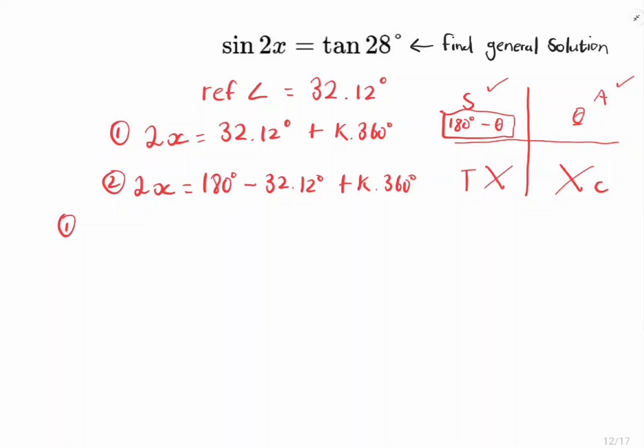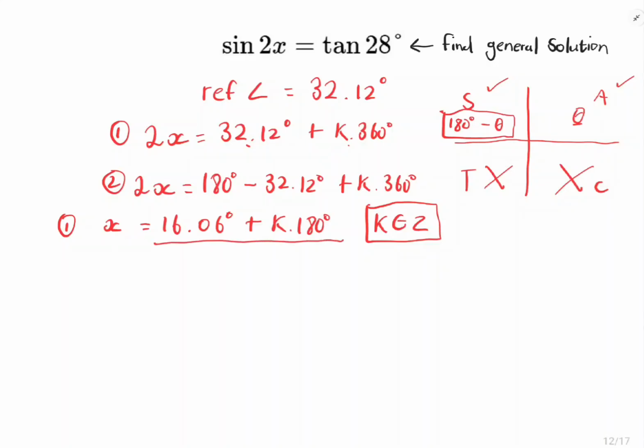So let's start with 1 first. x would be, if you're going to divide by 2, you're going to divide both. 32.12 divided by 2 is 16.06 degrees plus k dot 180 degrees. You divide that one as well by 2. And then you say k is an element of Z. Remember, if you state it once, you don't have to state it again. So this is our first solution.